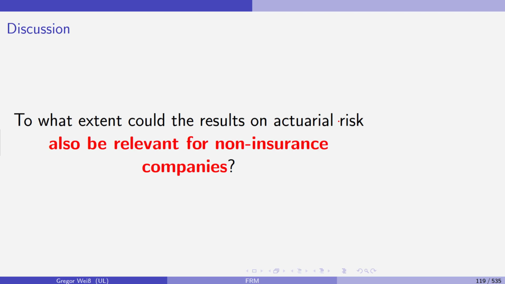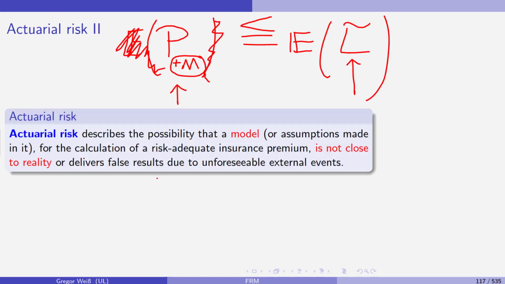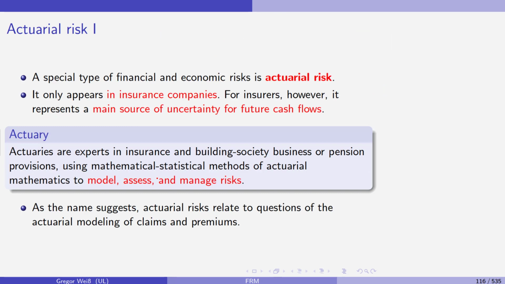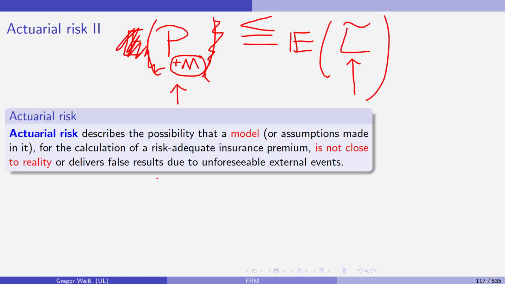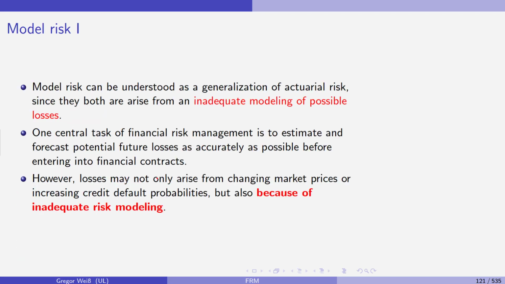To what extent could the results on actuarial risk also be relevant for non-insurance companies? Well, model risk. As you've seen here, actuarial risk is the risk that you pick the wrong model or that you pick the right model but use it wrongly, in the wrong manner. That's more generally model risk, and this is also relevant to banks. So we'll talk about model risk next.